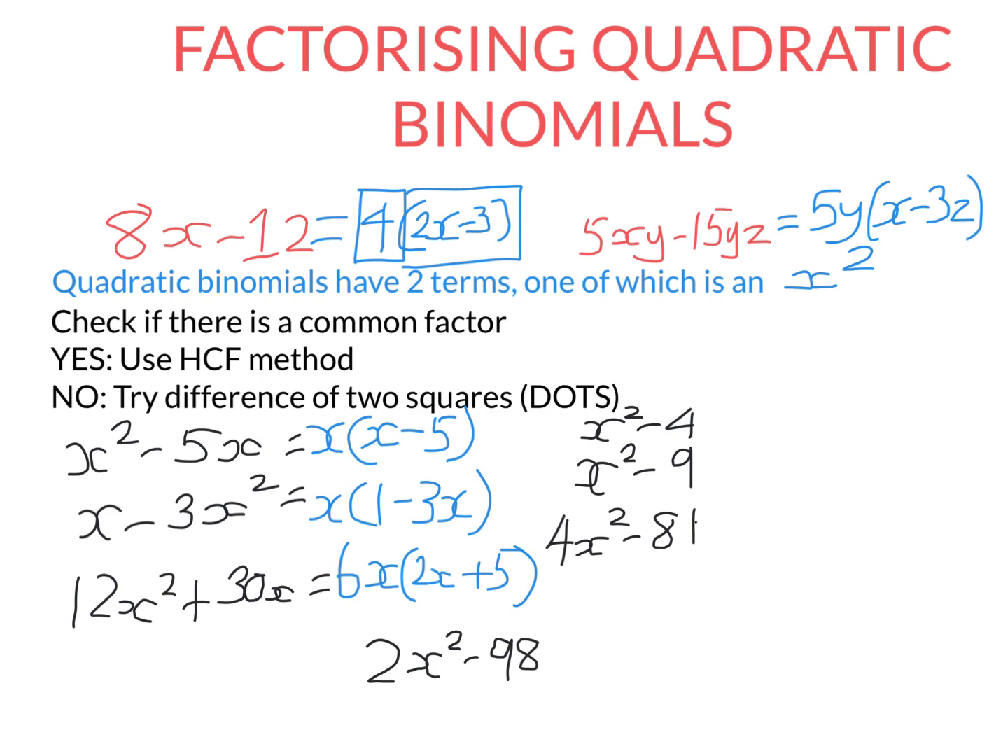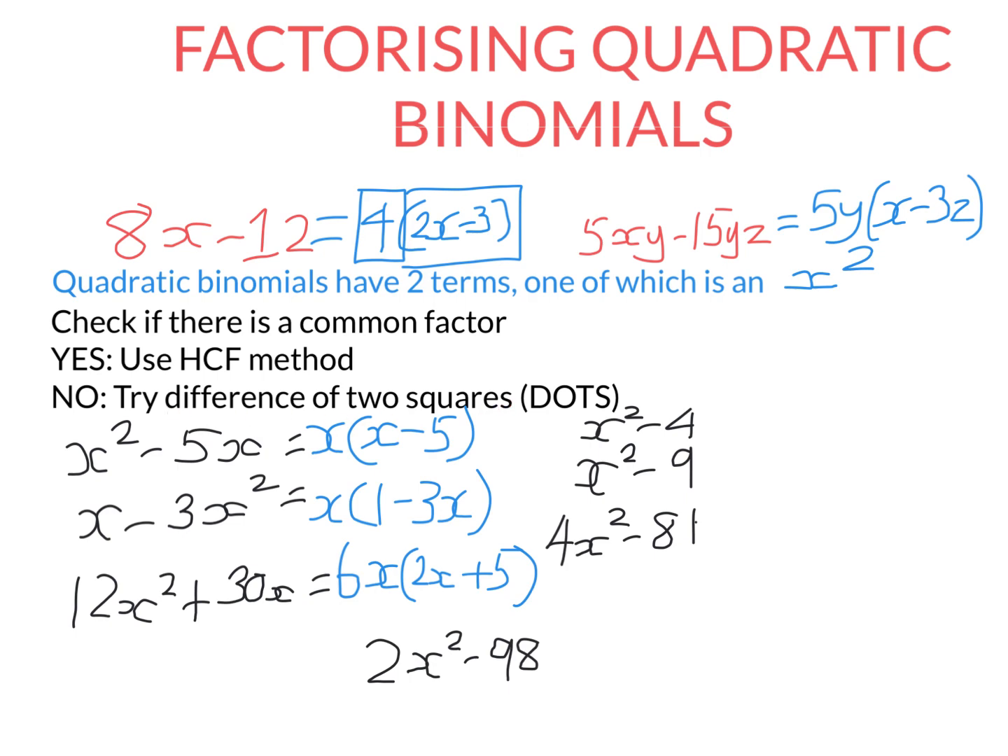So that's all well and good for the highest common factor method, but what if you have to factorise something like this, x squared minus 4? See, these two terms do not have any common factors at all. So we need to try a different method. We tried difference of two squares.